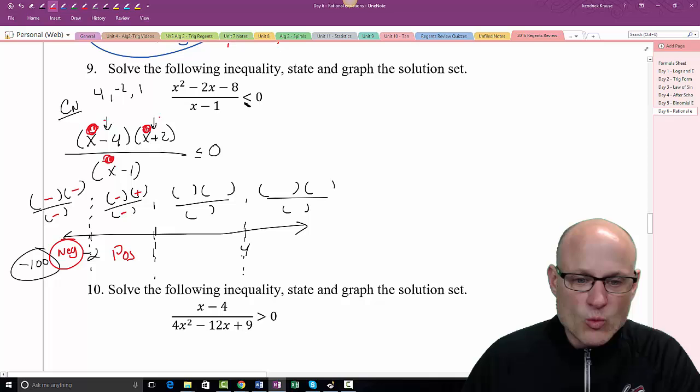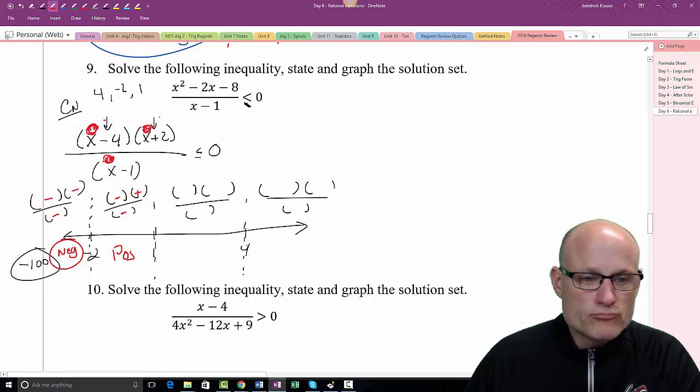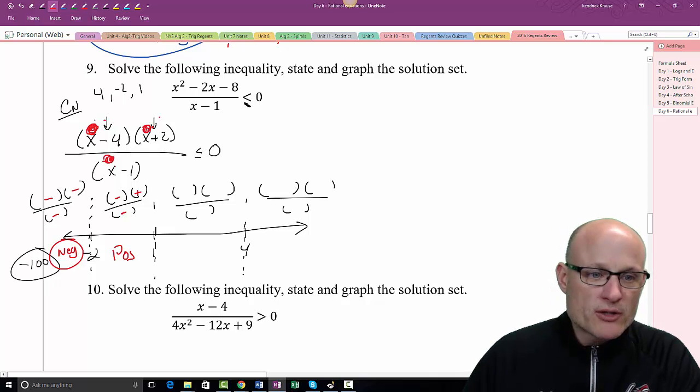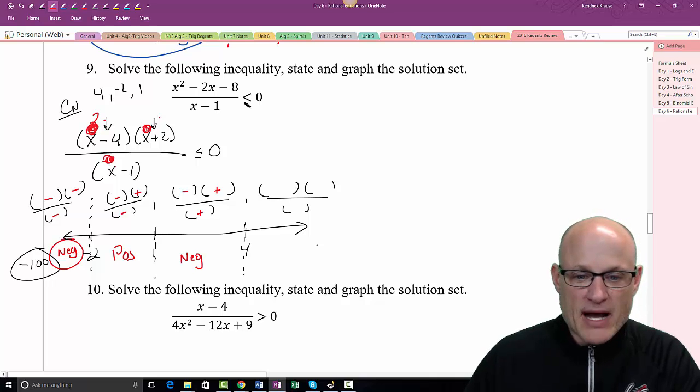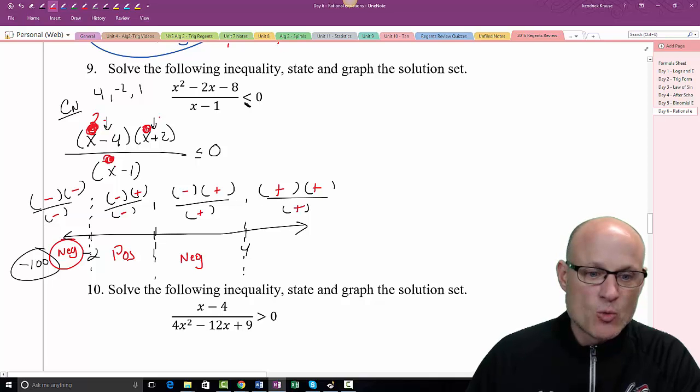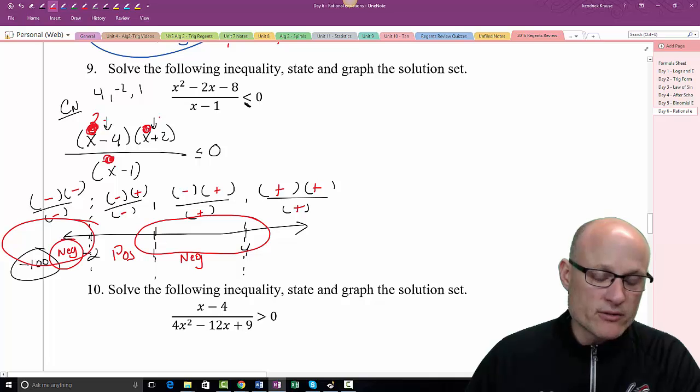Now I'm going to plug a number in between 1 and 4. 2. If I plug a 2 in here, that's negative. If I plug a 2 in here, that's positive. If I plug a 2 in here, that's positive. 1 negative makes a negative. And I think it's easy. If I plug in a big positive number, all of these will be positive. So positive, positive, positive. Where do I want? I want here, and I want here.